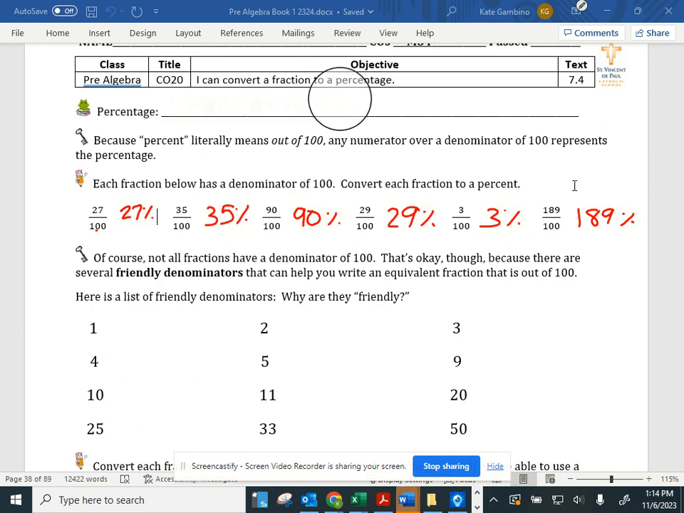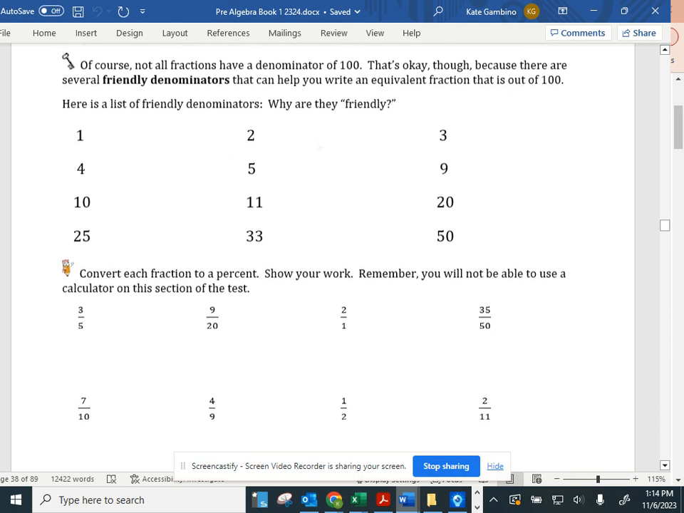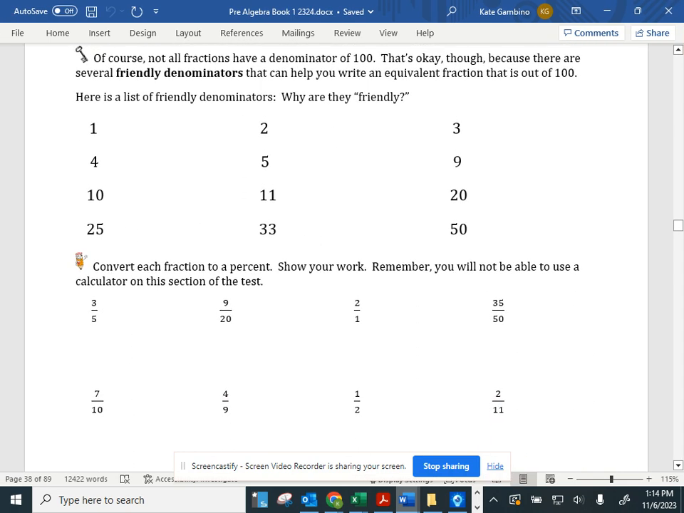So, let's quick scroll up. Those ones were easy because they already had 100 as our denominator. We're going to come into fractions that do not have 100 as our denominator, but we're going to work with some that are called friendly denominators that we can easily make to be 100.